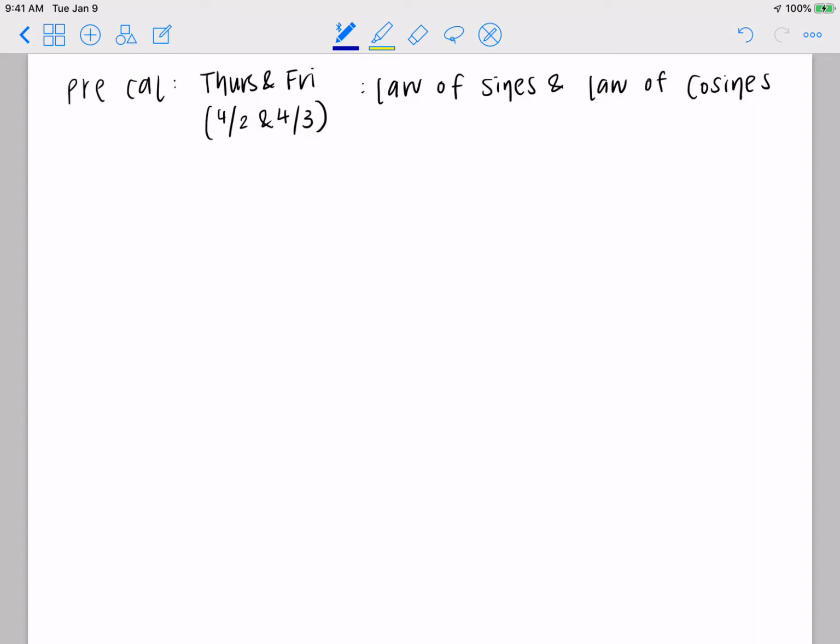So I'm going to start with law of sines and show you how to use law of sines. Usually you would be given a triangle. Let me draw this better. You'll be given a triangle that is usually not a right triangle. It can be any triangle. And you have a pair.